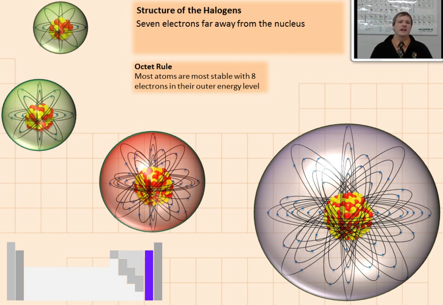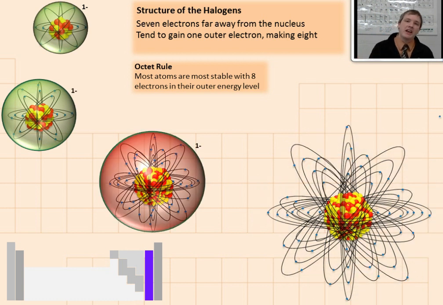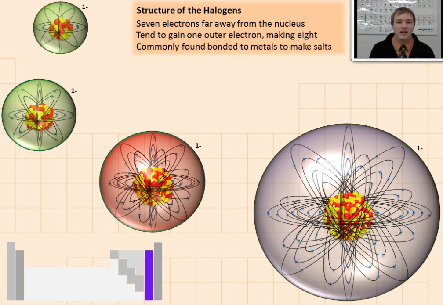Now, let's think about that for a second. These elements each have 7 electrons in their outer shell. How are they going to get 8? The metals did it by getting rid of electrons. What are the halogens going to do? Well, they're going to each gain 1 more electron to make 8 in their outer shell. And notice what happens. When they gain that extra electron, because they're gaining an extra negative charge, these are becoming negative ions. And these negative ions are so reactive, they tend to bond with other atoms very easily. So usually we find the halogens in nature bonded to other atoms to make salts.